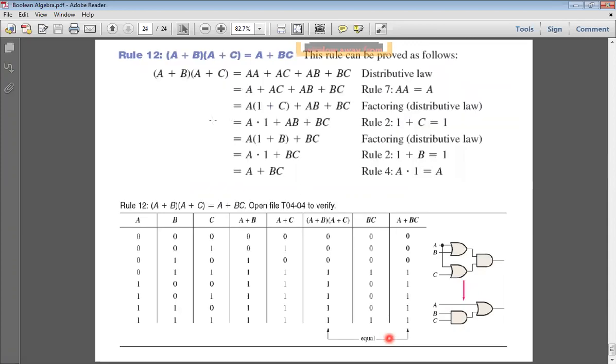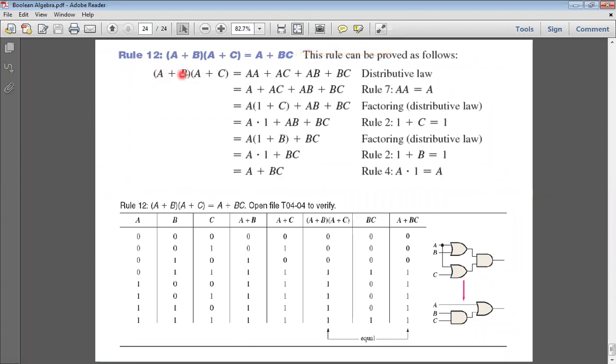There is the last one. Rule 12: A plus B into A plus C is equal to A plus BC. Let's prove it. Write down A plus B into A plus C, which is the LHS. We start with the LHS: A plus B into A plus C, right?